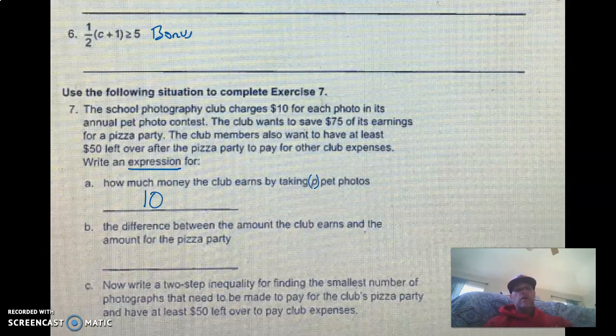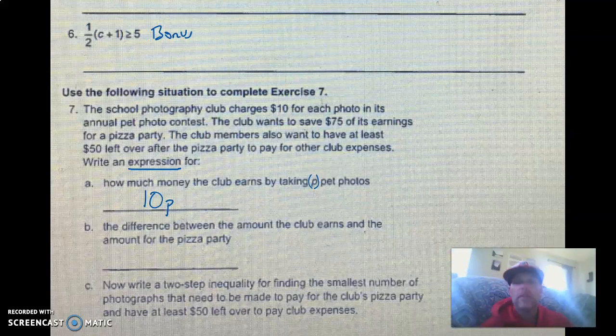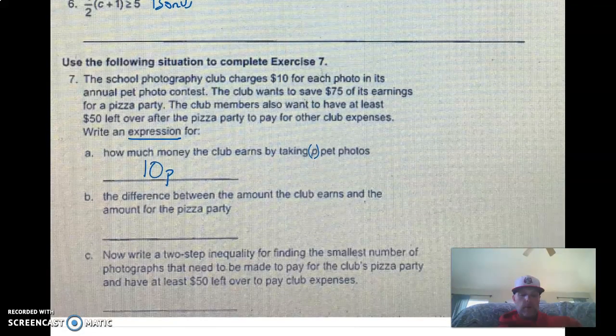Just earn, not spend and all that stuff. What do they earn? They earn $10 per photo, right? Per photo. So if they took 5 photos, how much money did they earn? $50, because 10 times 5. So the P is the 5. The P is the variable. So that is your expression right there. 10p. $10 per pet photo. Alright, so you're going to use that part for the rest of the problem.